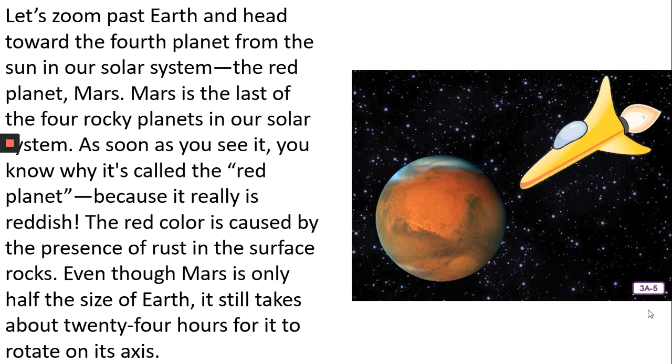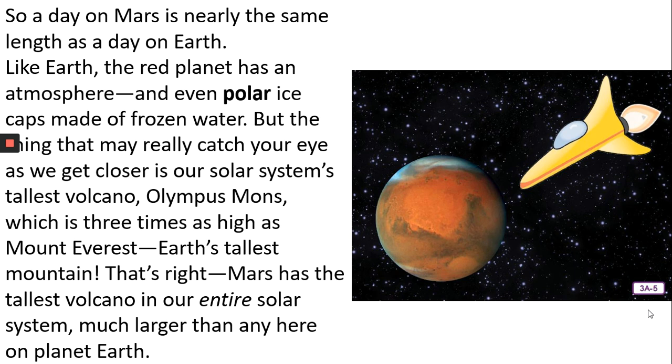Let's zoom past Earth and head toward the fourth planet from our sun in our solar system, the red planet, Mars. Mars is the last of the 4 rocky planets in our solar system. As soon as you see it, you know why it's called the red planet, because it really is reddish. The red color is caused by the presence of rust on the surface rocks. Even though Mars is only half the size of Earth, it still takes about 24 hours for it to rotate on its axis. So a day on Mars is nearly the same length as a day on Earth.